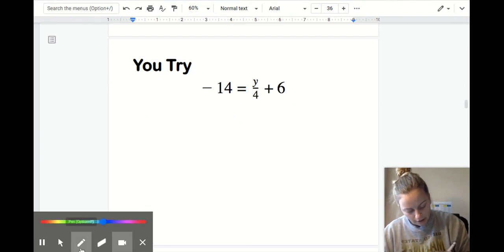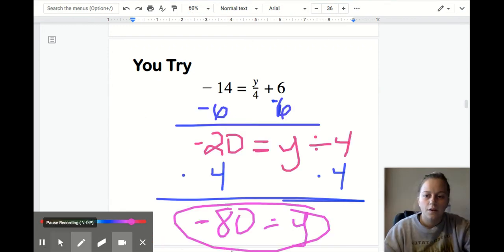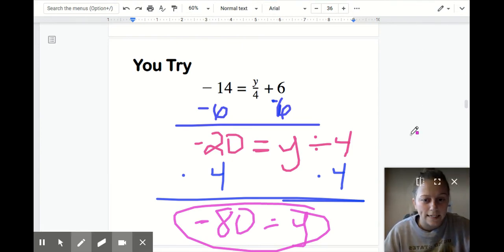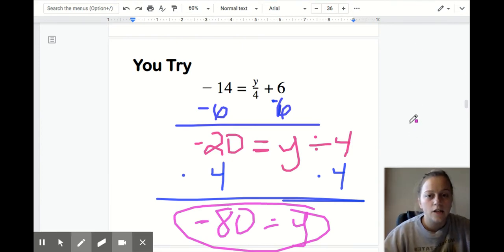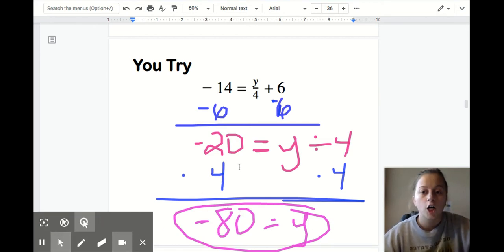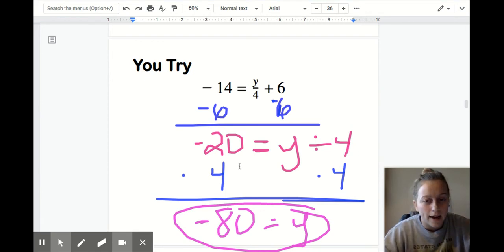All right, here's the correct answer for this one. All right, so we ended with the correct answer of y equals negative 80. Did you multiply by 4 on both sides? Did you subtract 6 on both sides and then multiply by 4 on both sides? Does your work look identical to mine?